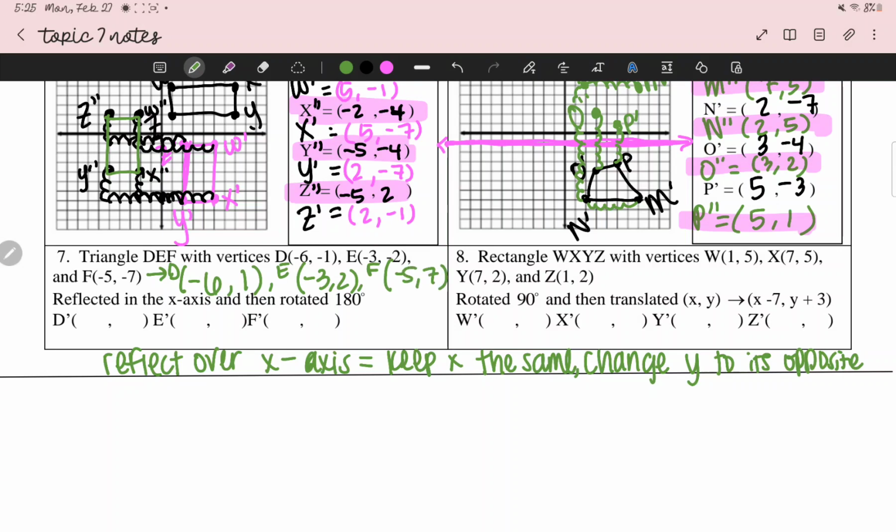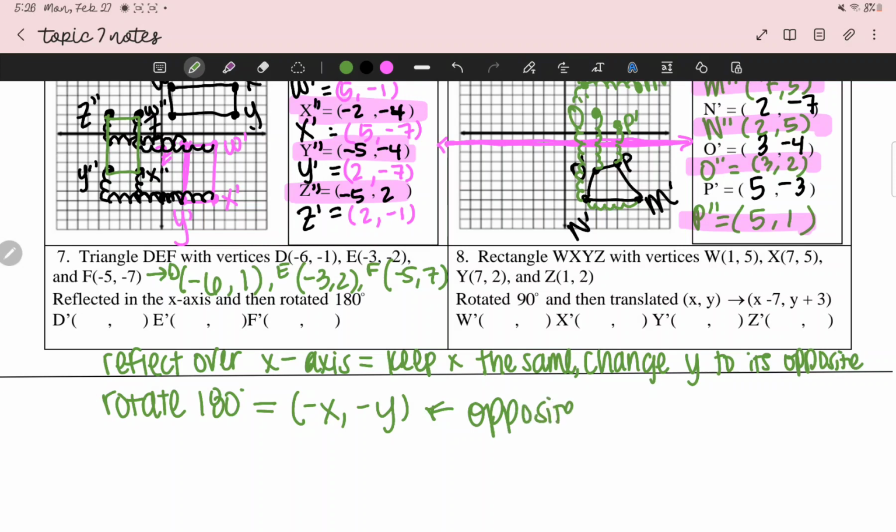Alright, then it tells me to rotate it 180. Rotating it 180 is going to just give me the opposite of all of them, right? So the opposite of x and y. All right, so let's do that. So we'll have 6, -1, 3, -2, and 5, -7. That's our final solution. Oops, dang. Okay, that's my final solution there.